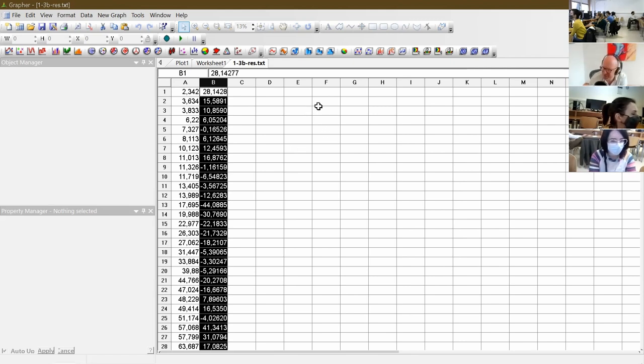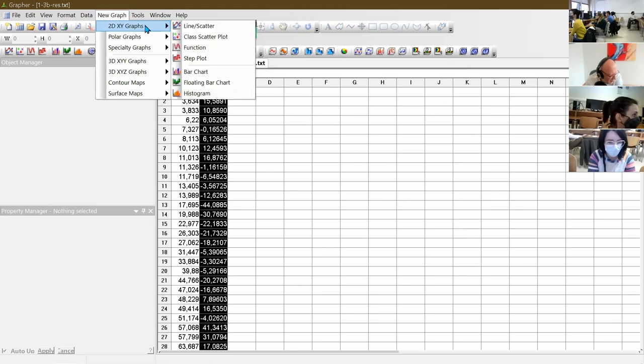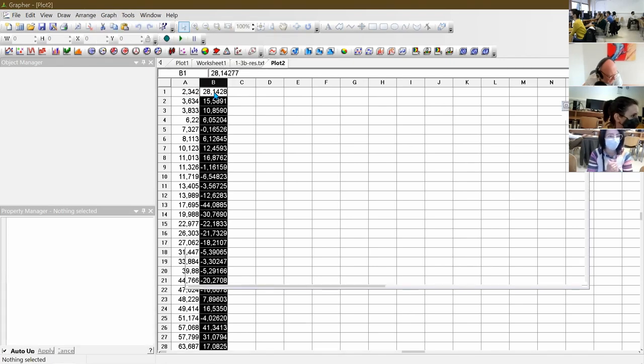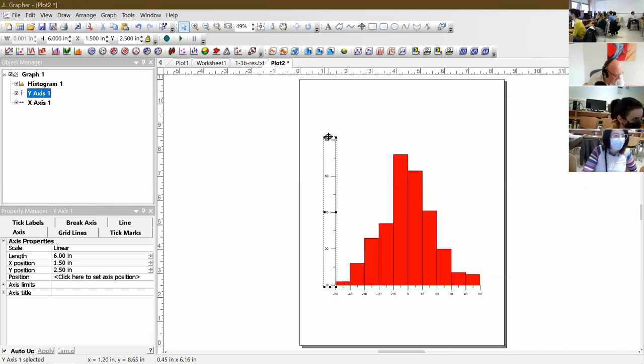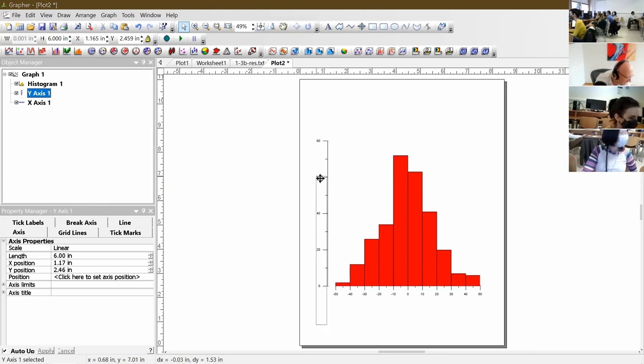More questions? Okay, let me again use the column B, the residuals, for making a histogram. It's a 2D XY graph, a histogram. And now it opened, okay? Maybe I make this a bit smaller. I want to make this smaller.